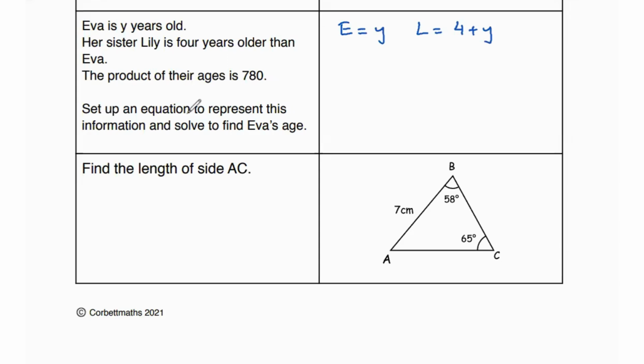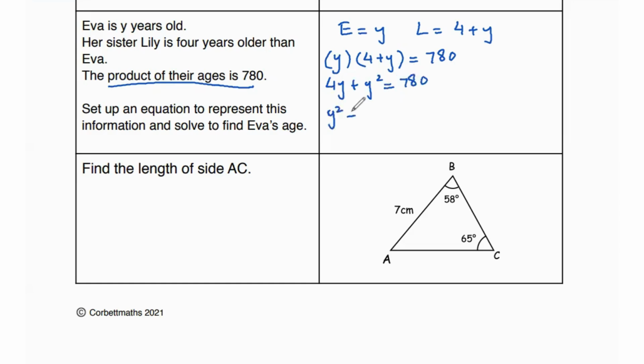So always remember when you have such questions, just translate the statement into an equation. And that will make it very easy for you to solve the entire question and avoid making any errors. So 4 years older means 4 years bigger. So 4 plus Y. So now the product of their ages is 780. So that means Y times (4 plus Y) equals 780. 4 times Y is 4Y and Y times Y is Y square. So that's going to be Y square plus 4Y minus 780.